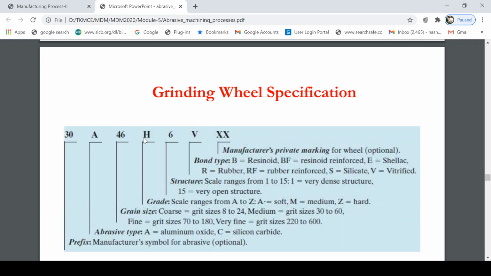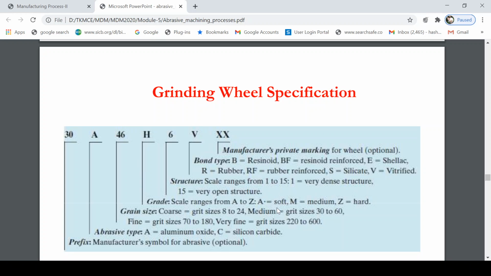Then the fourth letter is H. It indicates the grade, that is the strength of the grinding wheel. Any letter from A to Z can be used for this grade.